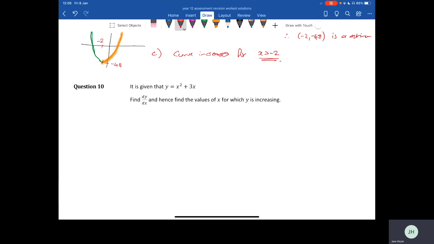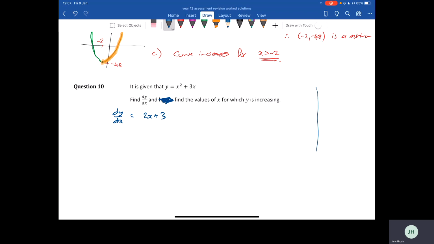Okay, right, so this one here looks very much shorter, doesn't mention anything about finding stationary points, but it does tell us to find dy by dx, so let's just get stuck in. 2x plus 3. So find dy by dx and then hence find the values of x for which it's increasing. If it didn't have that hence there, you'd possibly be thinking, all right, what's going on? What would I do there?